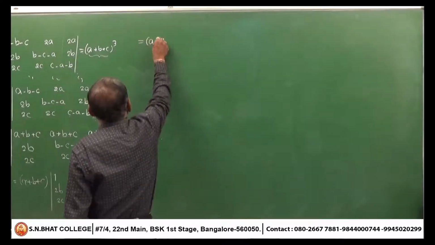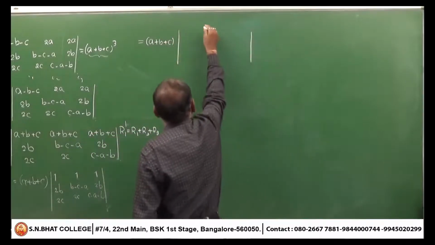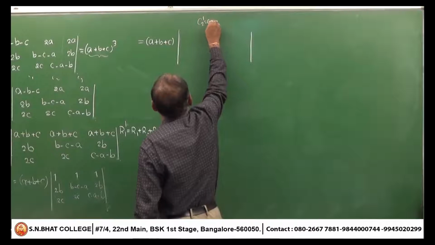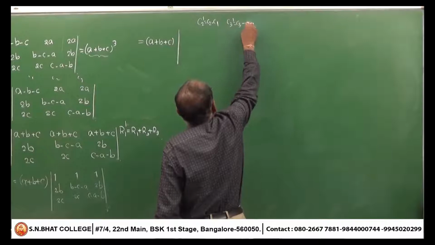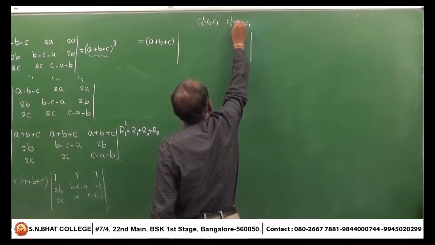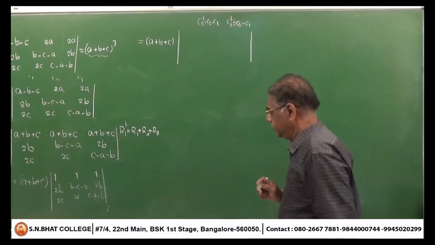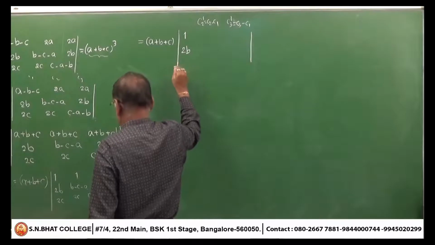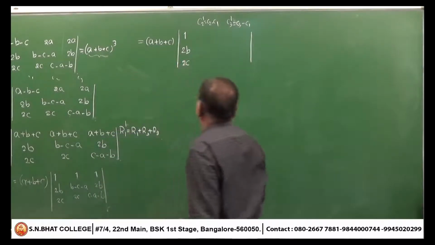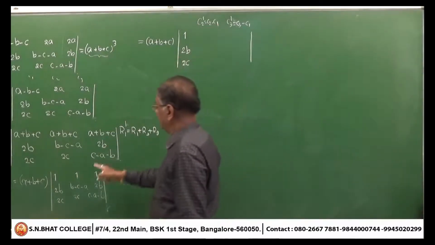Common factor is a plus b plus c into the determinant. To make those two elements 0, it is a column operation: C2 dash is C2 minus C1, C3 dash is C3 minus C1 only. This is 1, 2b, 2c. I have not touched C1. Write C1 as it is.